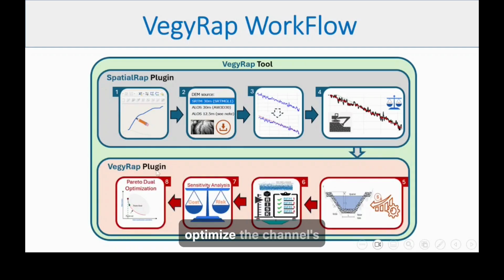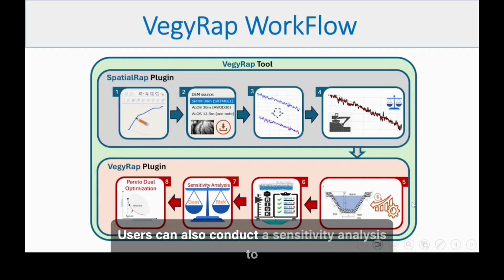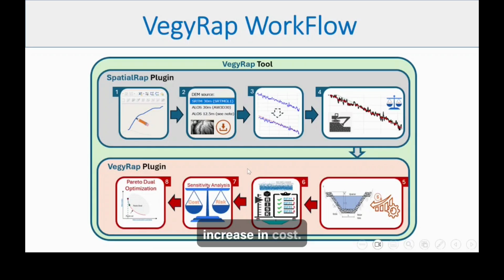The second component is the VegyRap plugin. This plugin is used to optimize the channel's cross-section, aiming for the most cost-effective design for either vegetation or riprap lining. Once the least cost section is established, the tool can perform a reliability analysis to monitor 4 key risk indicators. Users can also conduct a sensitivity analysis to identify which design parameters have the greatest impact on the relationship between cost and risk. Finally, the tool supports dual optimization analysis using Pareto fronts, helping users find a compromised solution that balances reduced risk with a manageable increase in cost.